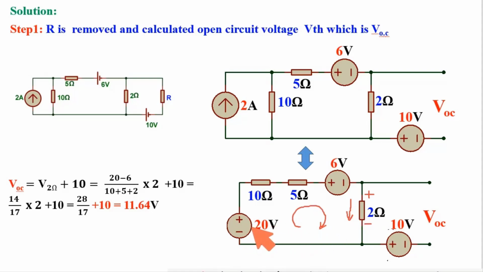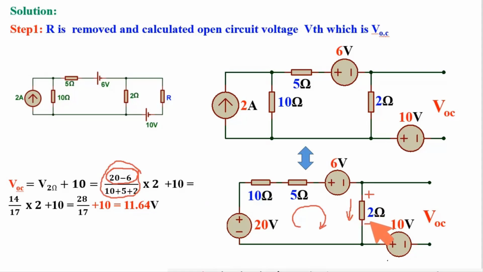So 2 sources are here, 20 volt and 6 volt. See here, this is minus plus, this is plus minus. So if we consider 20 is positive, this will be negative. So equivalent voltage is 20 minus 6. So this is the circuit voltage, and the circuit resistance is 10 plus 5 plus 2. So this is the current flowing through 2 ohm resistance.